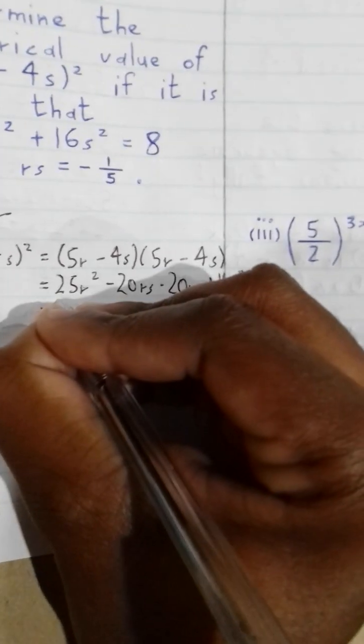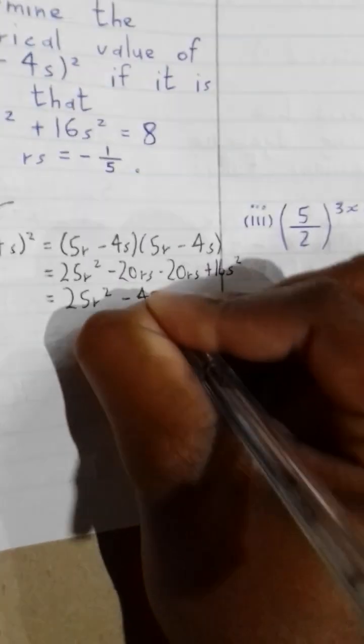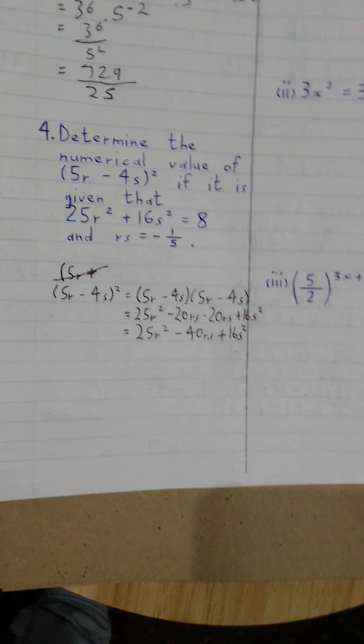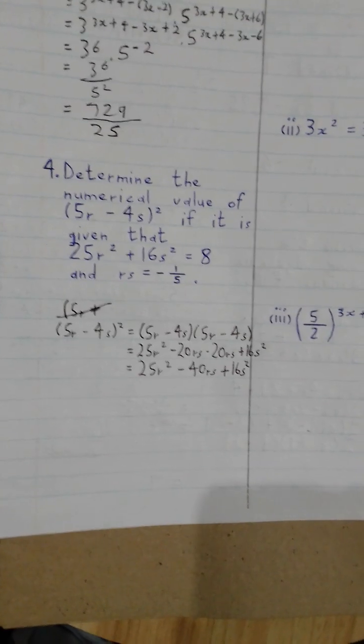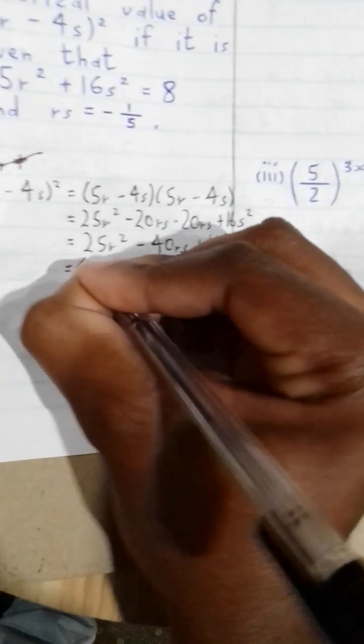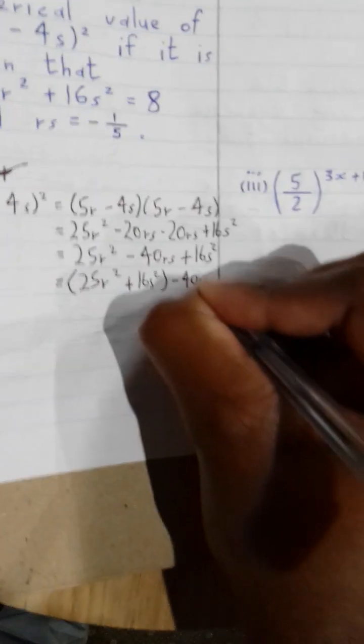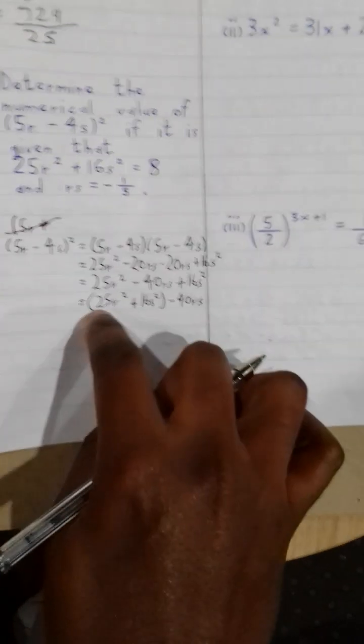So when we simplify it, it's going to be 25r squared minus 40rs plus 16s squared. Now we need to rewrite it in a way with what we are given. We are given that 25r squared plus 16s squared is equal to 8. So we're going to group them in a bracket, and then minus 40rs. What is 25r squared plus 16s squared? We're going to put 8.